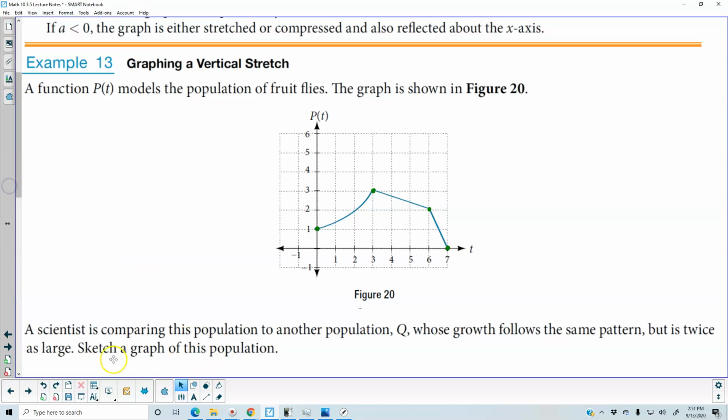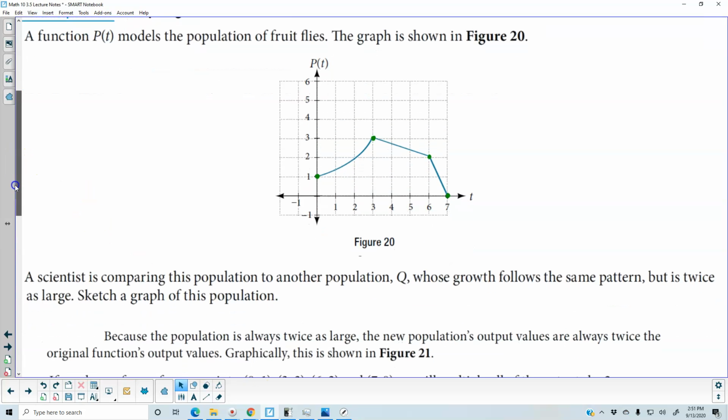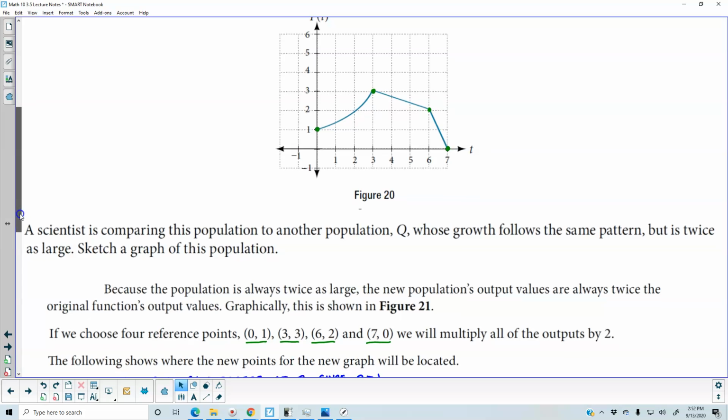So a scientist is comparing this population to another population, Q, whose growth follows the same pattern but is twice as large. Sketch a graph of this population. So now we have to understand what this twice means. Because the population is always twice as large, the new population's output values are always twice the original function's output values. Graphically, this is going to be shown in figure 21.